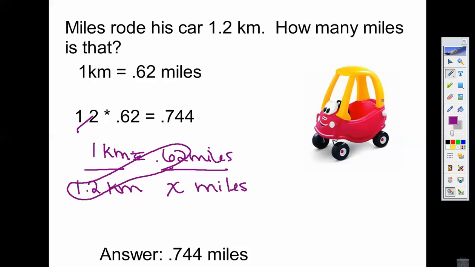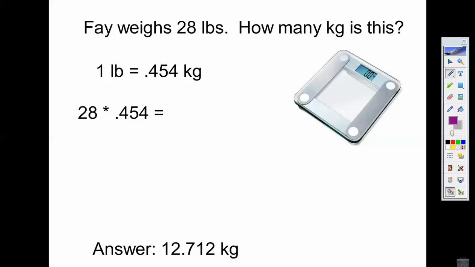Let's take a look at another example. My daughter Faye weighs 28 pounds. I want to know how many kilograms that is. The conversion chart tells us that 1 pound equals 0.454 kilograms. So I'm going to take 28 times 0.454, and when you type that in, Faye weighs 12.712 kilograms.